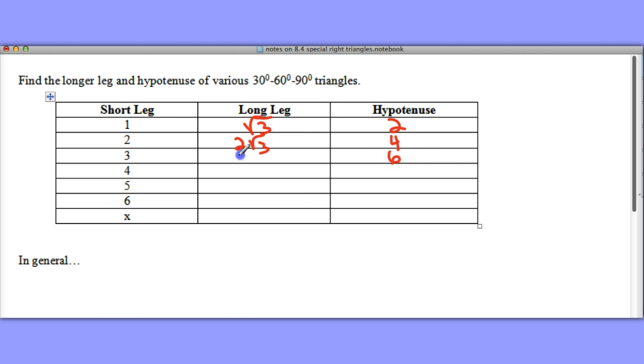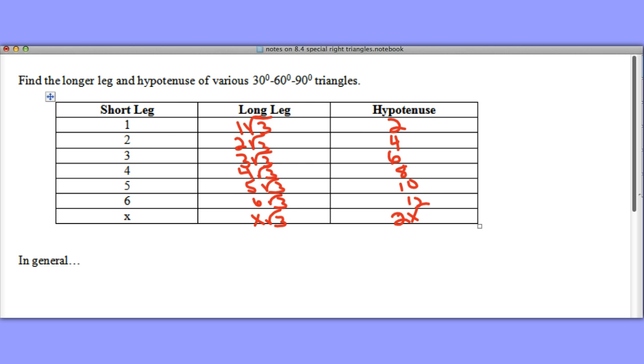And I think there's a pattern here as well. We got 1 root 3, 2 root 3, 3 root 3. Short leg is 4. I bet this is 4 root 3. And then 5 root 3. And 6 root 3. So in general, x times root 3. And it looks like the hypotenuse is double the short leg. So if the short leg is x, the hypotenuse is 2x.